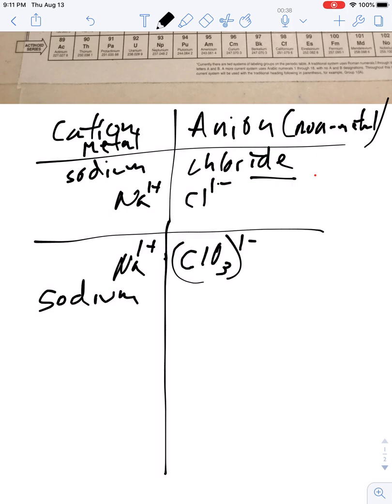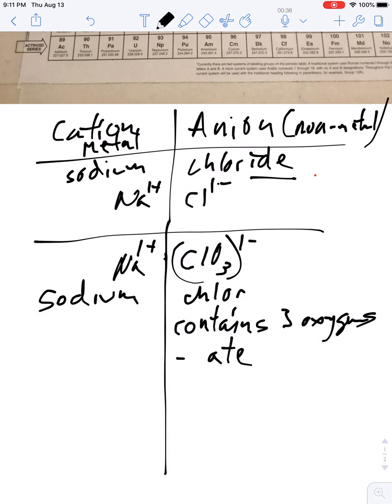Okay, so ClO3. Now we've got oxygen involved. This is called a polyatomic ion because it contains more than one atom. If it contains three oxygens, you change the ending to ate. So we've got chlorine, but then we change the ending to ate, chlorate. So NaClO3 is sodium chlorate.